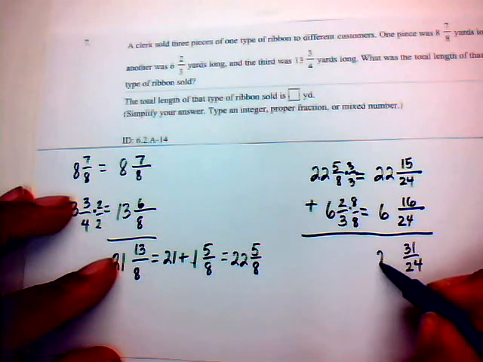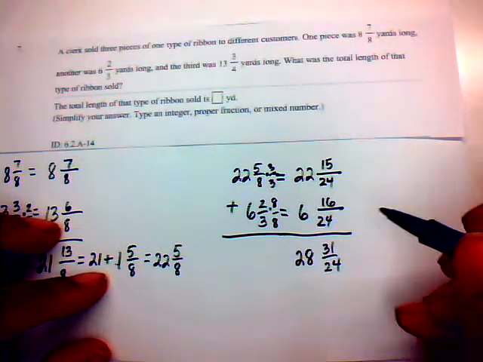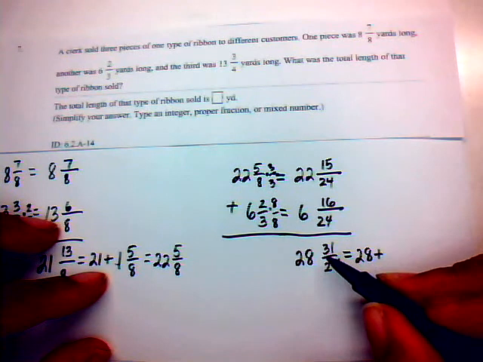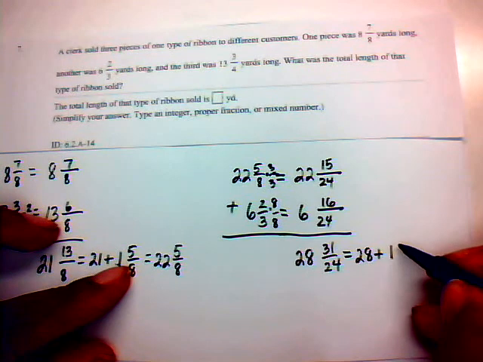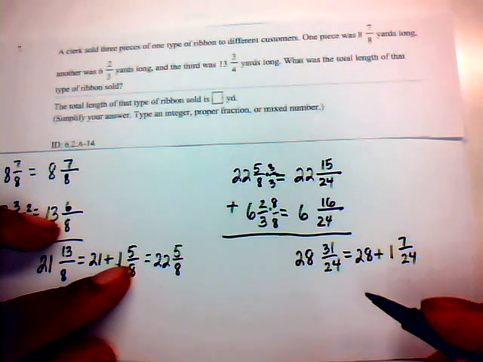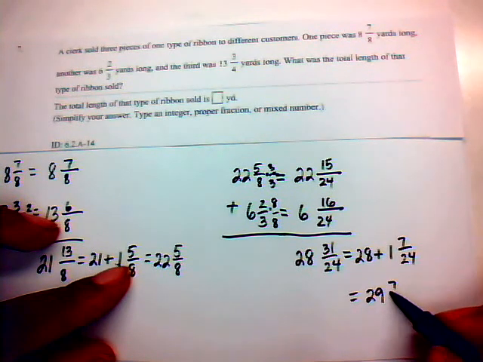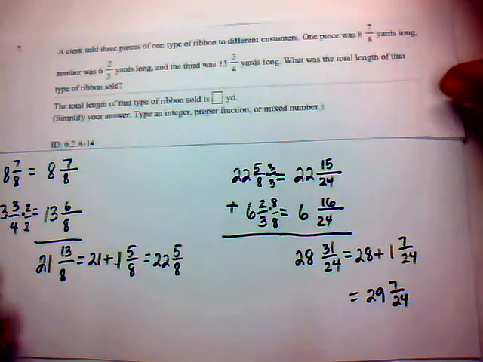22 plus 6 is 28. Now 31 over 24 is an improper fraction. So in this case, I'm going to bring over the 28 and convert that to a mixed number. Divide 24 into 31, it goes one time, and then you're going to have 7 left over. So you have 28 plus the 1 and 7/24, you'll end up with 29 and 7/24. Okay, so the total length of that type of ribbon sold would be 29 and 7/24.